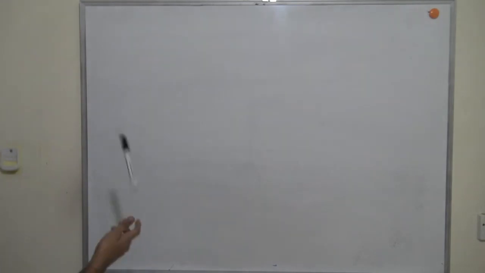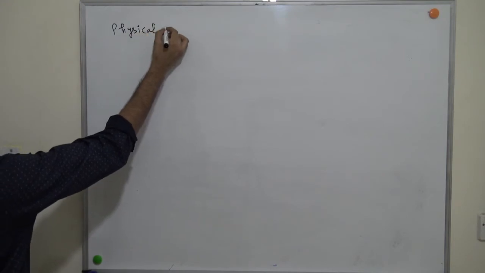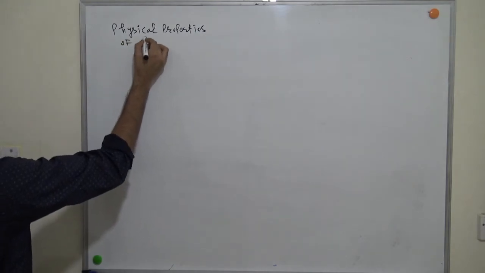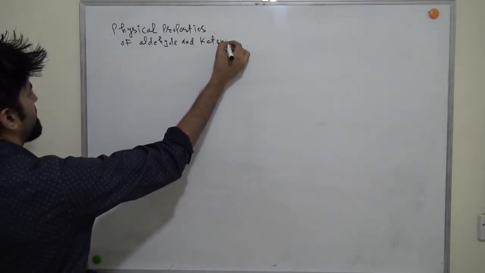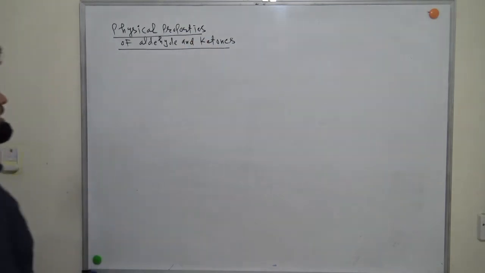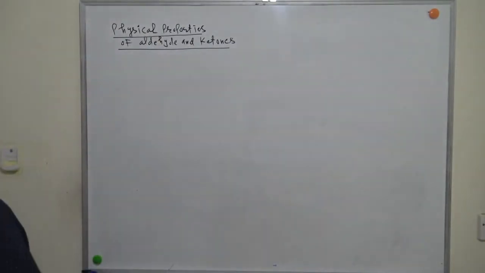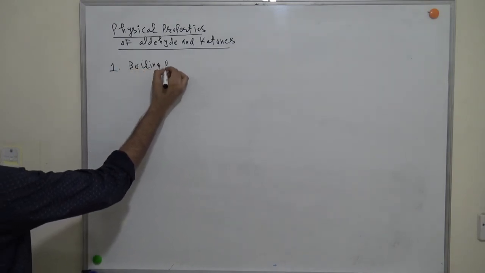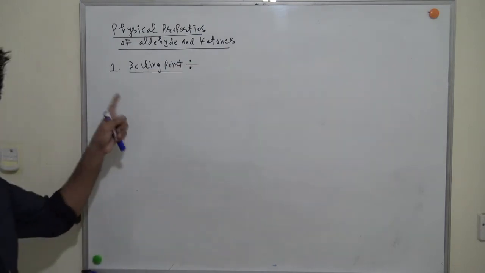Okay, so after this, what do we have? Physical properties of aldehydes and ketones. So what are we going to discuss in the physical properties of aldehydes and ketones? First of all, the most important physical property is the boiling point. What is the color, whether it is a gas, that we are not going to discuss. The main important property is the boiling point.